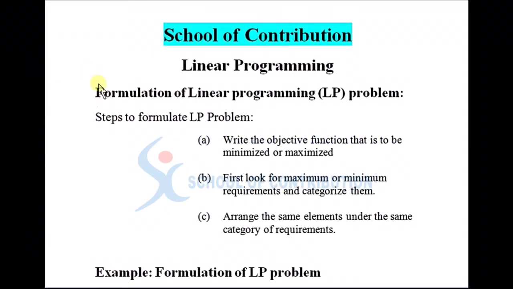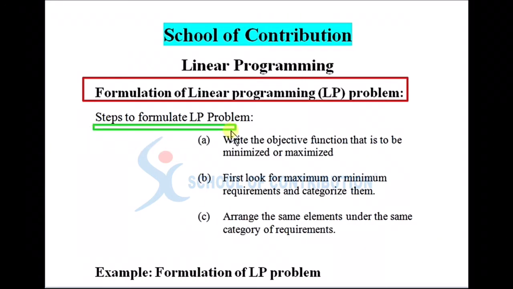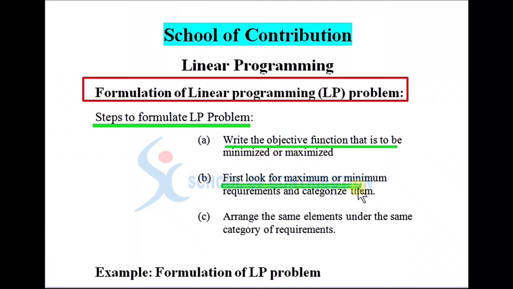Hello, in this video we'll show how to formulate a linear programming problem. To formulate a linear programming problem we have to follow some steps. Steps গুলো হচ্ছে, first we have to write the objective function that is to be maximized or minimized, or we can say optimized. Then we have to look for maximum or minimum requirements and categorize them. Third, we arrange the same elements under the same category of requirements.